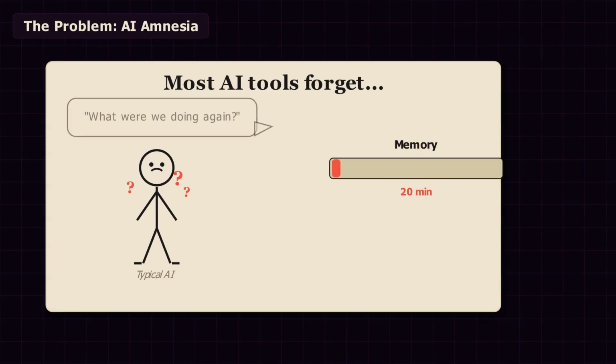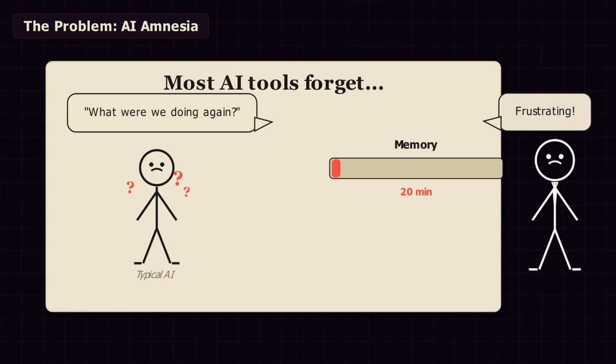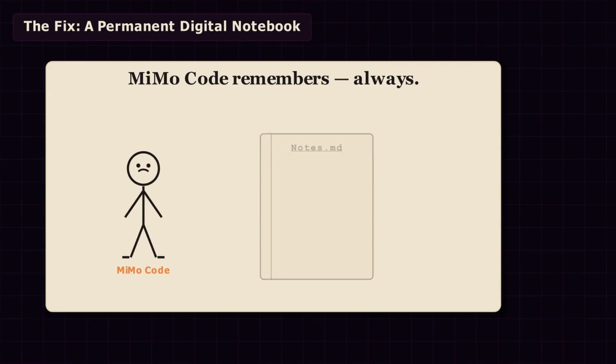Most coding agents work great at first, but if you have a long conversation or a big project, the AI basically gets amnesia or starts hallucinating. It runs out of memory, forgetting what you already asked 20 minutes ago.